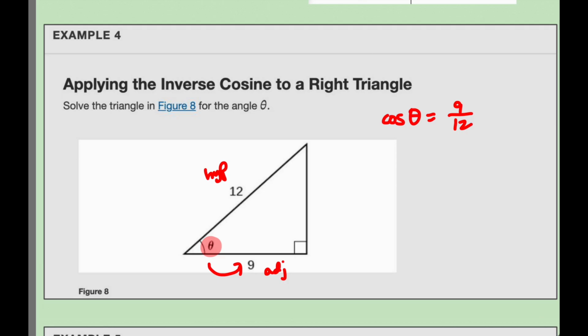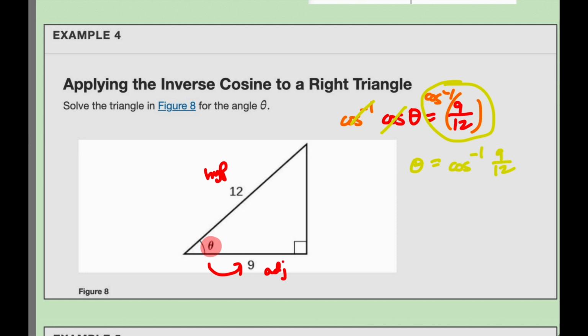But this time we're solving for theta. So to do that, we need to inverse cosine both sides. Now, inverse cosine and cosine are inverses of each other, so these are going to cancel out, and you're going to be left with something like this, where theta is equal to this whole thing right here. I'm going to rewrite it just so it's a little bit neater.